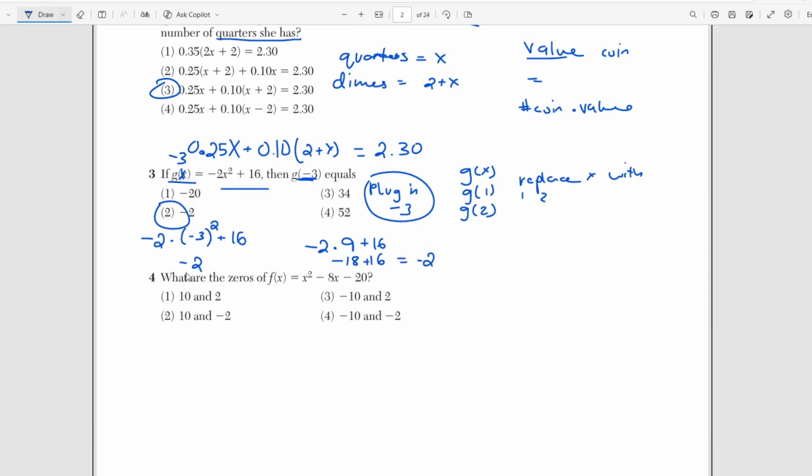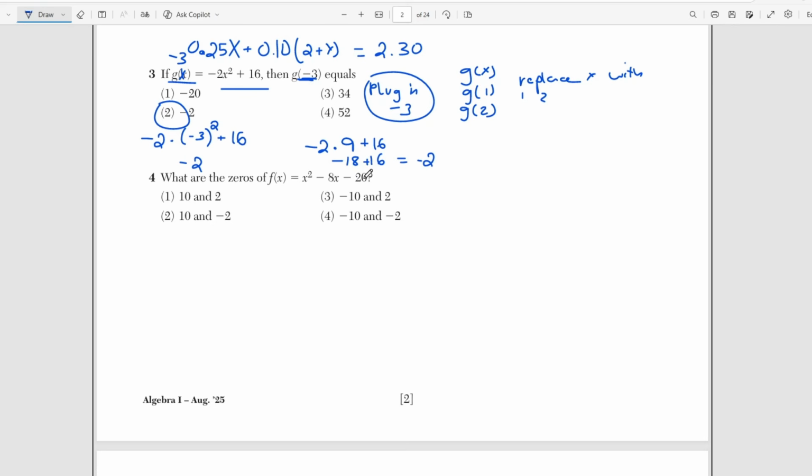All right, number 4 asks us what are the zeros of x squared minus 8x minus 20. Whenever you're solving for the zeros, you're just going to have to factor this out and set the two parentheses equal to 0. So if I have x squared minus 8x minus 20, and I'm factoring it out, I'm going to look for two numbers that can multiply into negative 20, but that add into negative 8, okay?